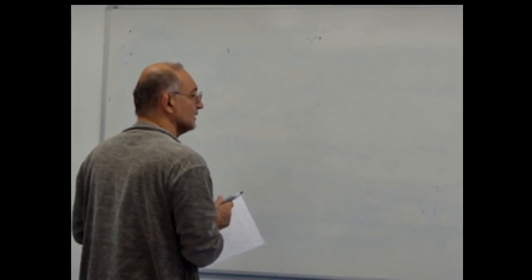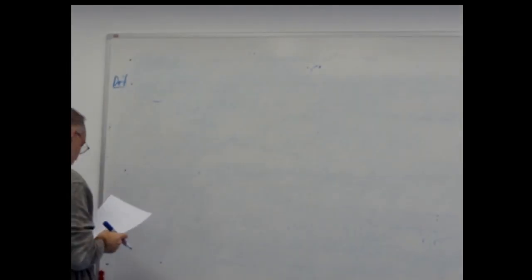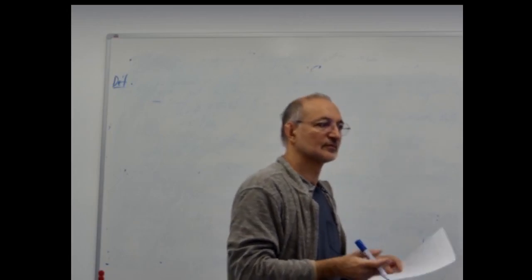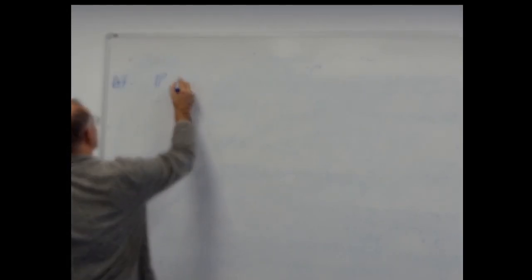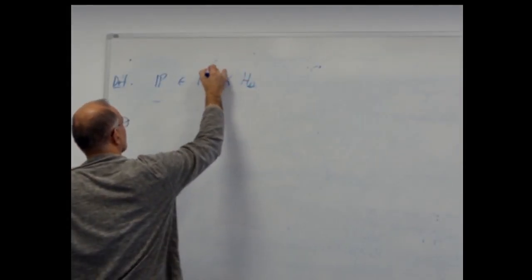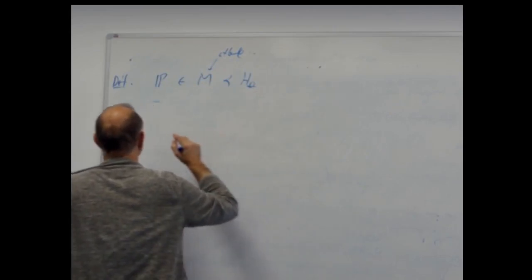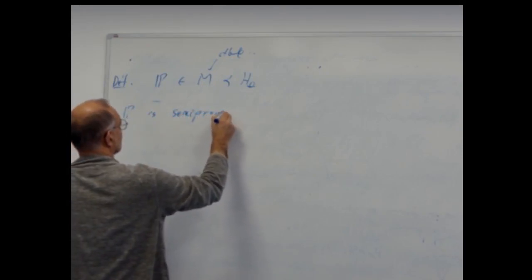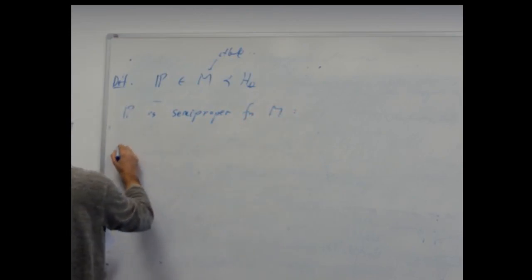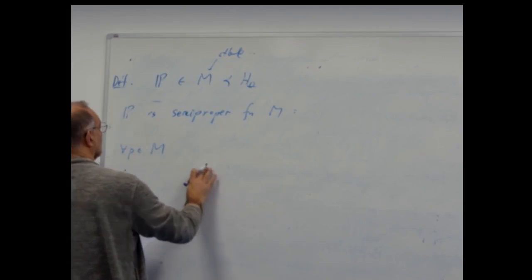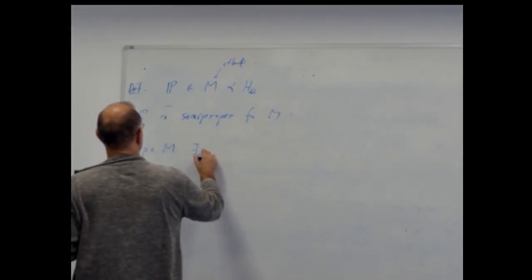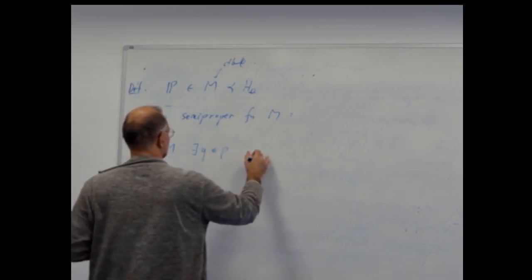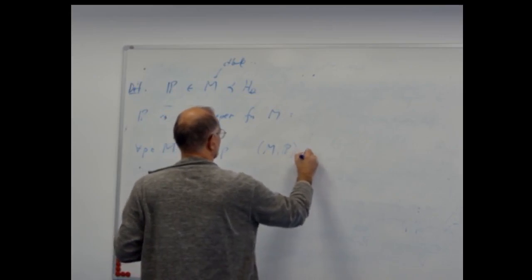Let me write something here. What it means that the poset is semi-proper for a single model: you have a poset P that is an element of M, an elementary submodel of H theta, countable, and then we say P is semi-proper for this model N if for every condition p in M there is a condition q stronger than p which is N-P semi-generic.